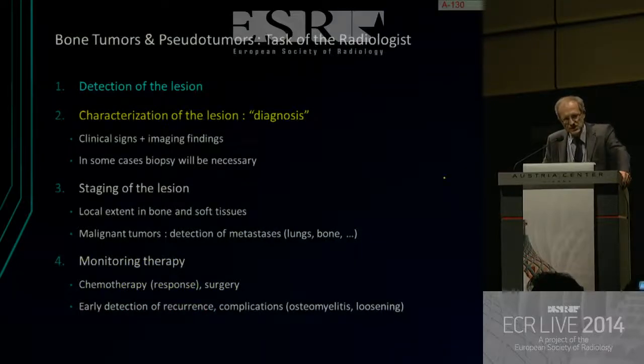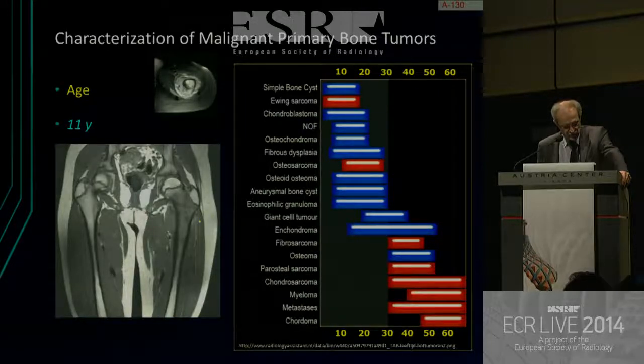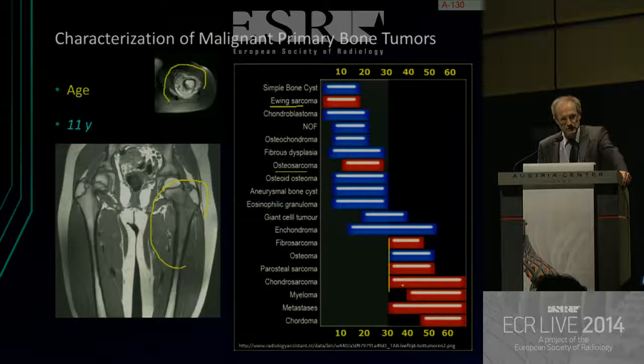So we detect a lesion, now we have to make a diagnosis. How can we make the diagnosis? First of all, the age is very important. Let's look at this young patient, 11 years old, with a lesion in the femur. On T2, we see a soft tissue extension. There is a mass. So it's a malignant lesion, and at this age, only Ewing sarcoma and osteosarcoma can be the diagnosis. Chondrosarcoma and other tumors occur only in adults at older ages.